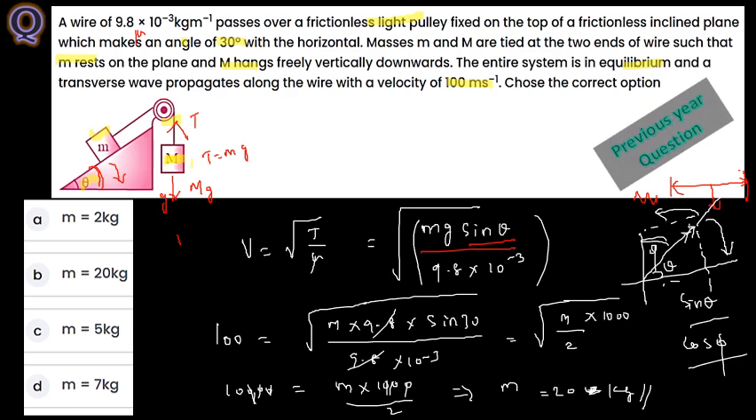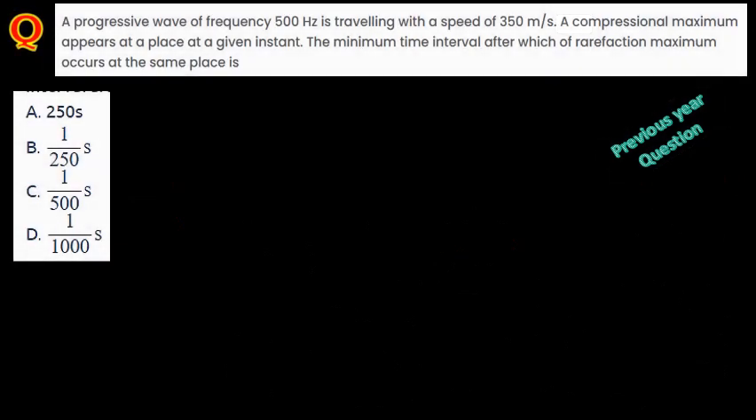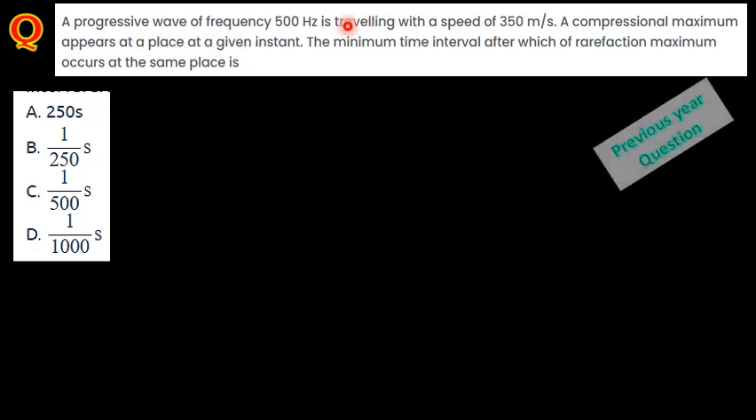Now from this, that is the answer in this case. Next, an important old question paper problem. A progressive wave of frequency 500 Hz is traveling with the speed they have given. A compressional maximum appears at a place at a given instant.